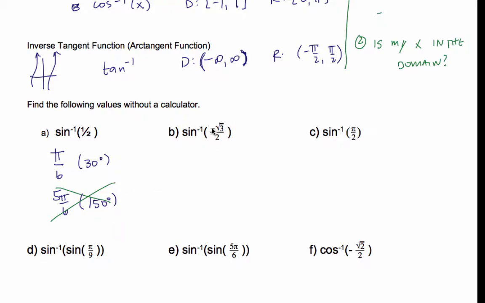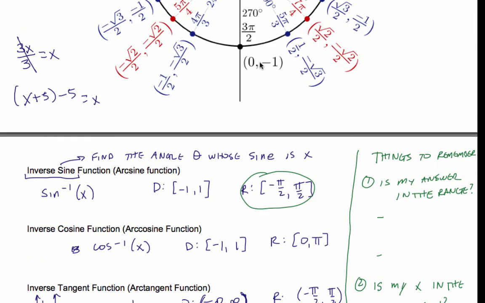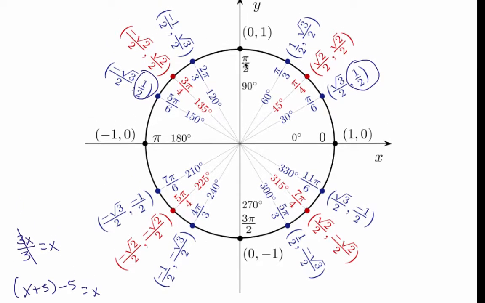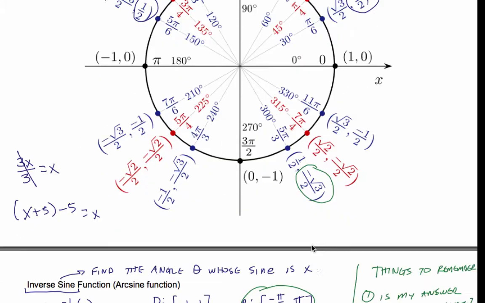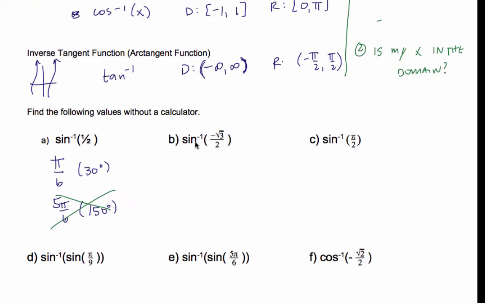Sine inverse of negative 3 pi over 2. So I want to find where my sine is negative 3 pi over 2. So what you can kind of see now is, where do I have to look? Well, for sine, I'm only going to look over here. So where's negative 3 pi over 2 in the y value? It's right here, and that is 5 pi over 3.